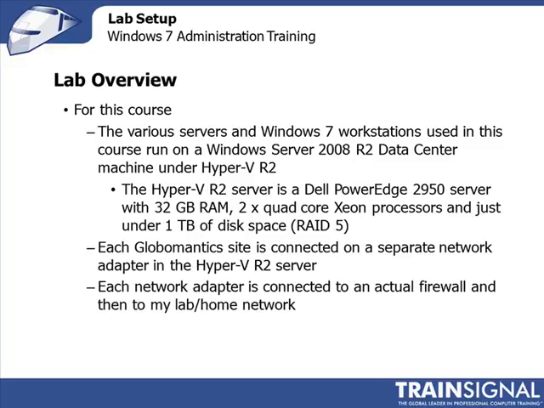The Hyper-V R2 server, this Windows Server 2008 Datacenter server that I'm using, is a Dell PowerEdge 2950 with 32 gigabytes of RAM, dual quad-core Xeon processors, and just under a terabyte of disk space in a RAID 5 configuration. It's a pretty beefy server, but we'll be running a number of virtual machines. So if you're planning on following along, try to get a server that has similar characteristics.